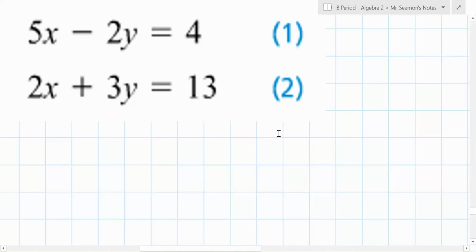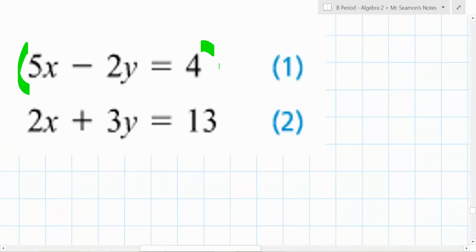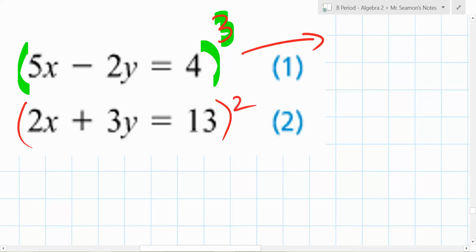So what could we theoretically multiply the top one by? You want to multiply by 3? We can do that. That's fine. We'll multiply this one by 3, and what should we multiply this one by? 2. If we do that multiplication, what does the top one become?